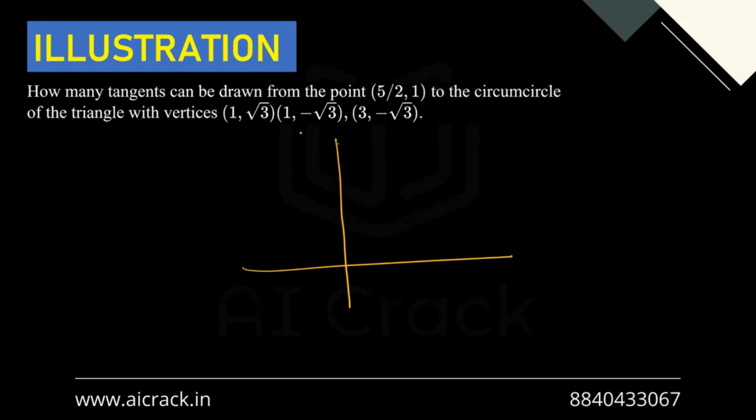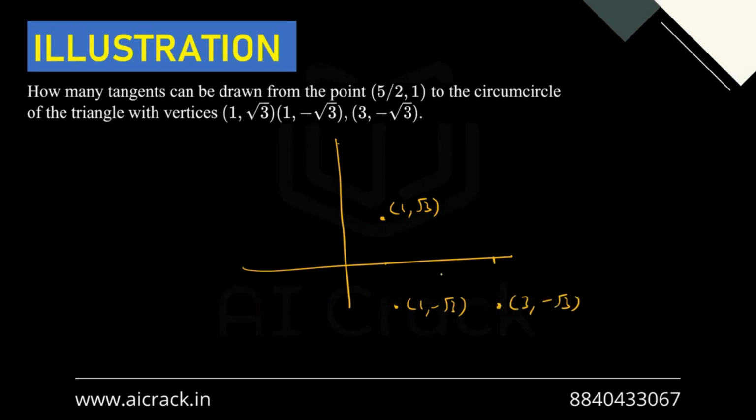So first of all, we'll plot these points. 1 comma root 3. So 1 is somewhere over here and root 3 somewhere over here. So this is 1 comma root 3. Then 1 comma minus root 3, that is exactly opposite. And 3 comma minus root 3, that would be 2 units away, somewhere around here.